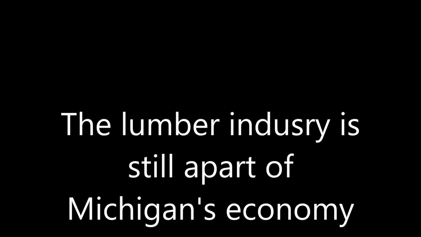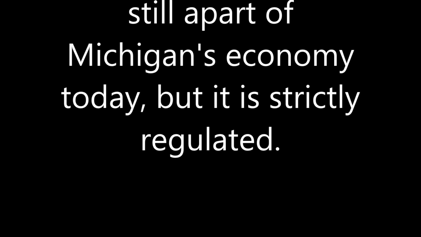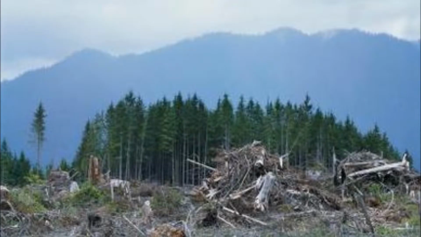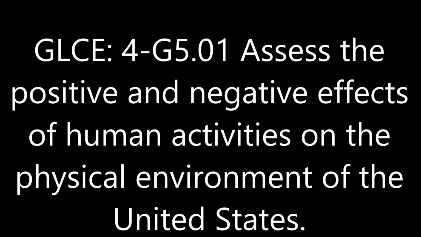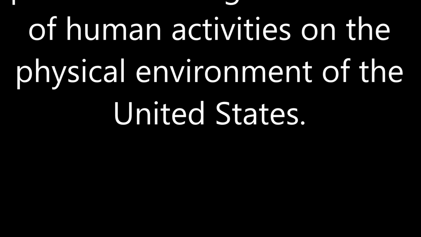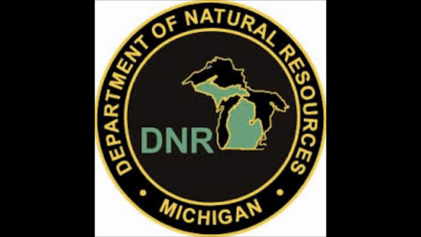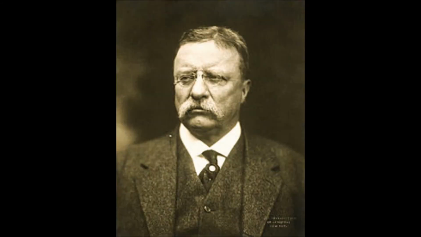The lumber industry is still a part of Michigan's economy today, but it is more strictly regulated. Why? Because of depletion and deforestation. This is when students should discuss the positive and negative effects of human activities on the physical environment of the United States. Deforestation is one of the negative effects of human activities. There are positive effects too. Because of deforestation, conservation laws were created on a state and federal level. Many of these were created under President Theodore Roosevelt.